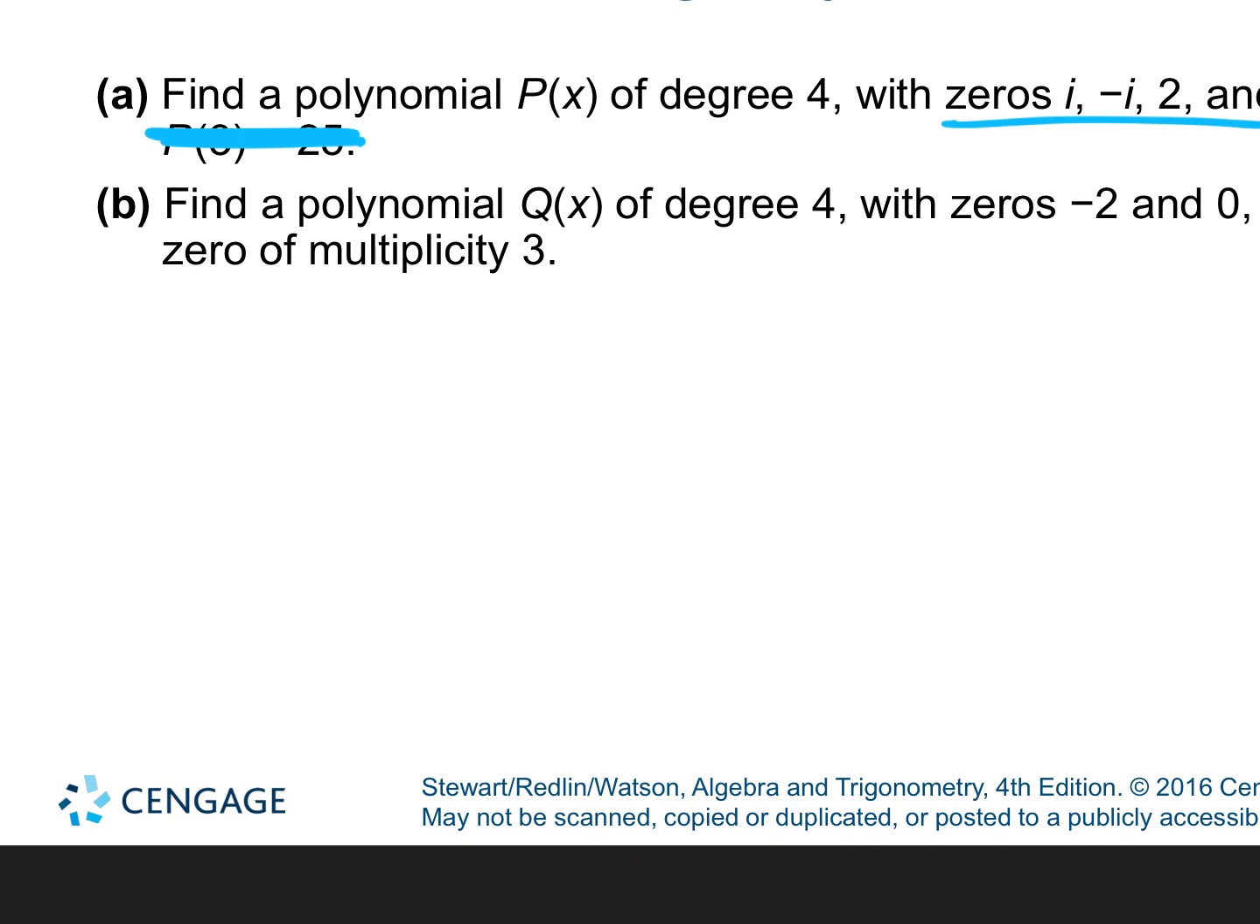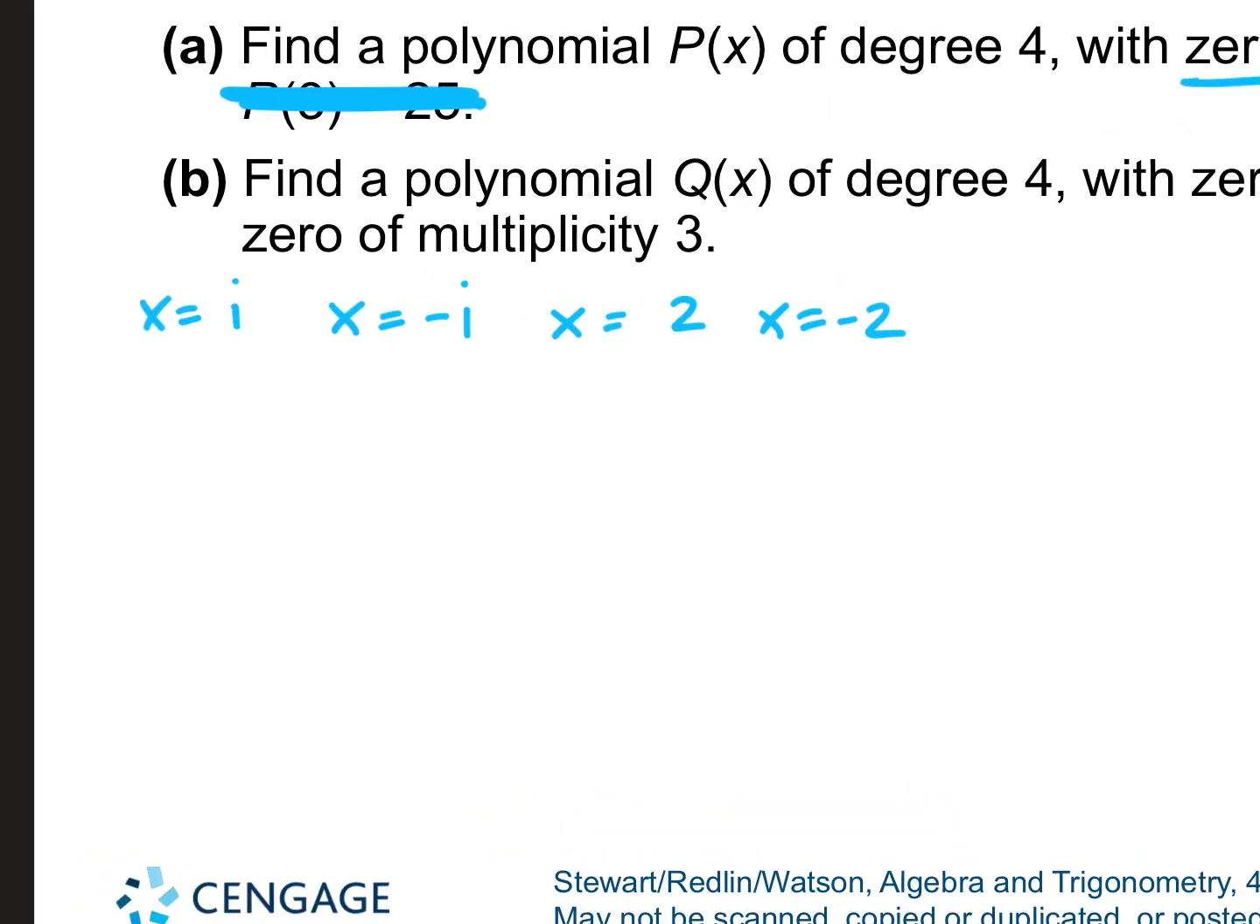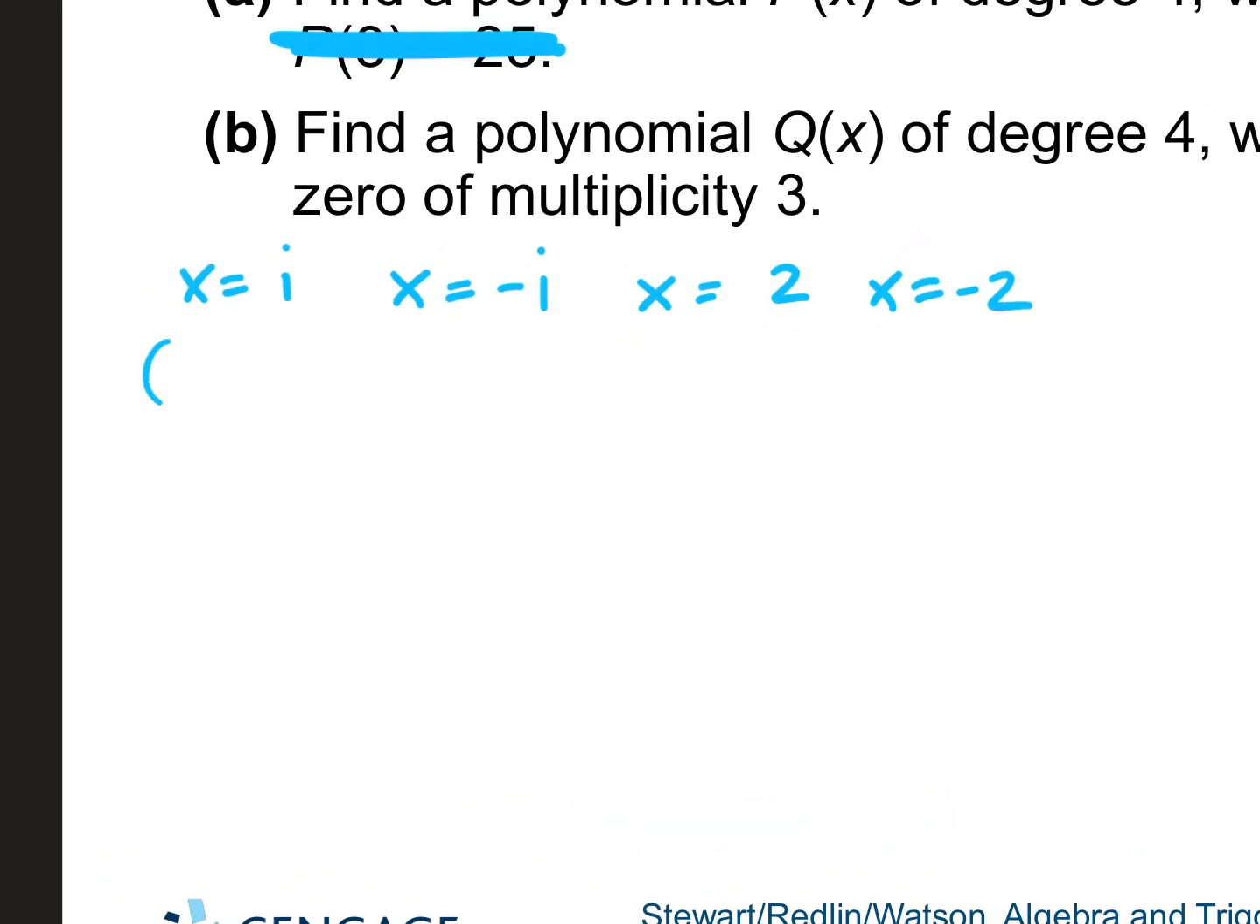So for my polynomial, I have 4 zeros, so x is equal to i, x is equal to negative i, x is equal to 2, and x is equal to negative 2. So in factored form, how would I write this? X minus i, x plus i, x minus 2, and x plus 2. Does anybody remember what we would do next to come up with the polynomial?